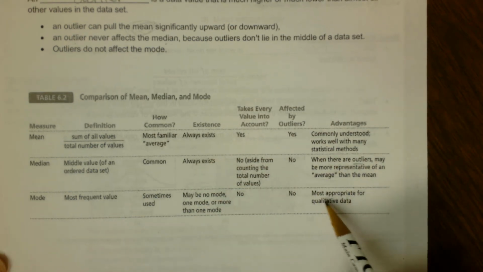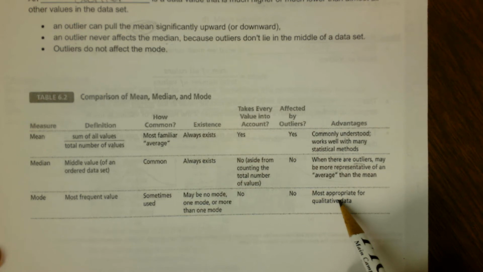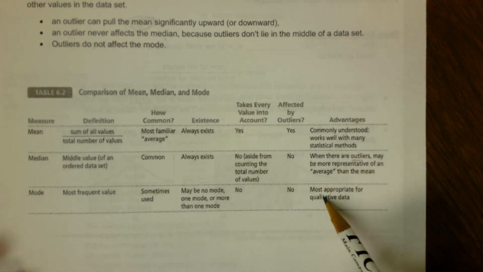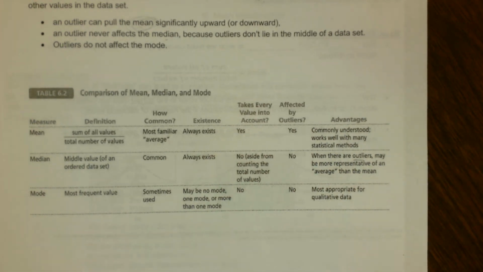Okay, and the mode we most often use for qualitative data, when you can't have a mean number, you just say, okay, well this is the most occurring value, this has got to be the most typical.